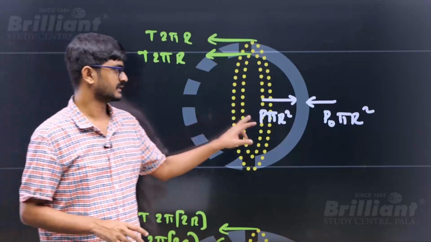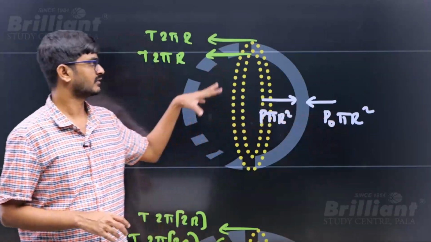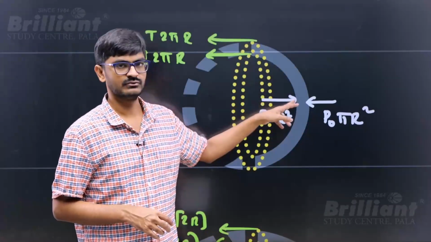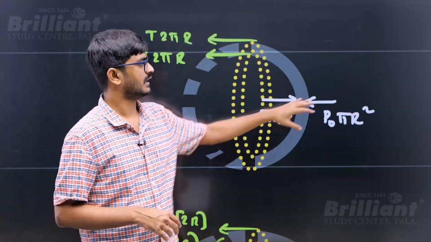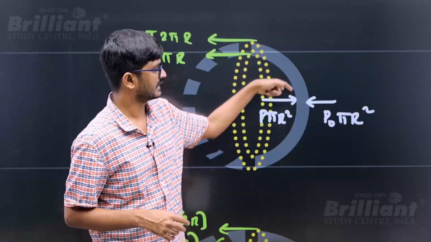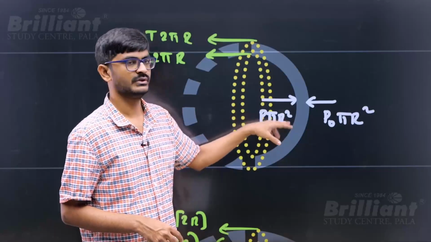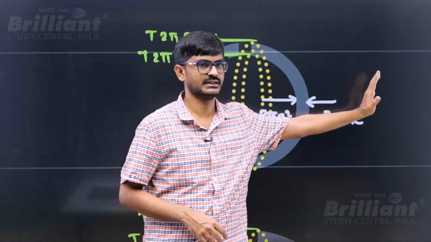Initially, the inside pressure is P and the outside pressure is P naught. When I draw the free body diagram of half the bubble, there will be an inside pressure force, and the outside force will be P naught into the effective area, which is pi r square. The pressure force acts in all directions, but when you integrate it, it turns out to be pressure into effective area. The effective area is the shadow of this half bubble.